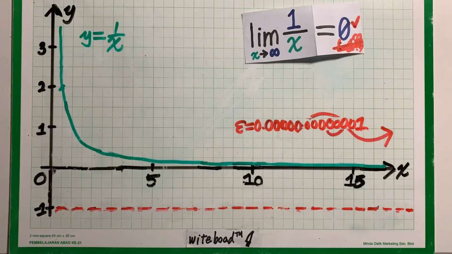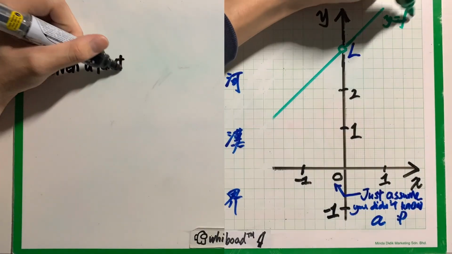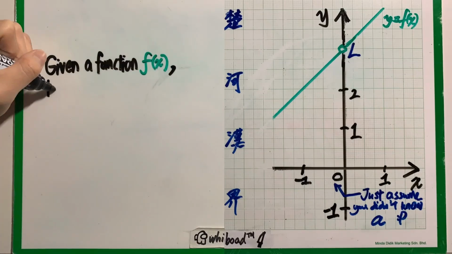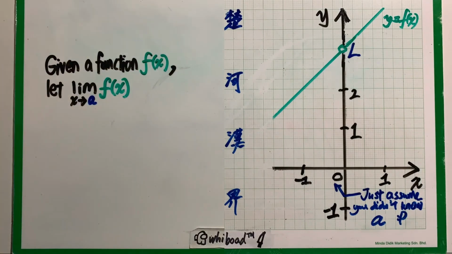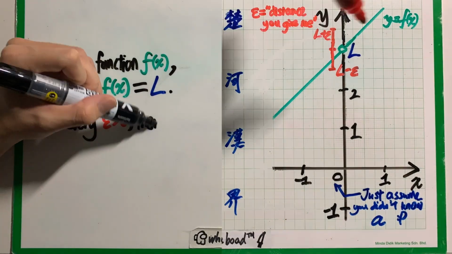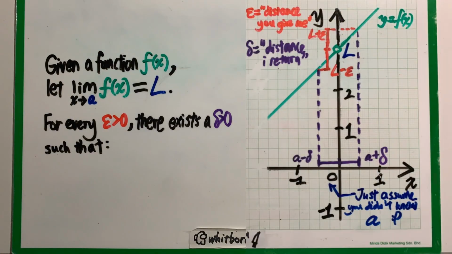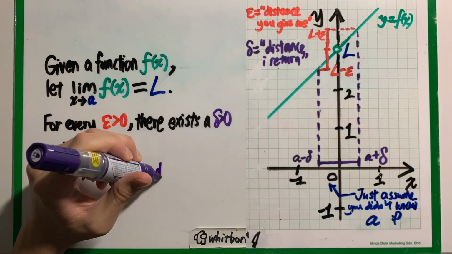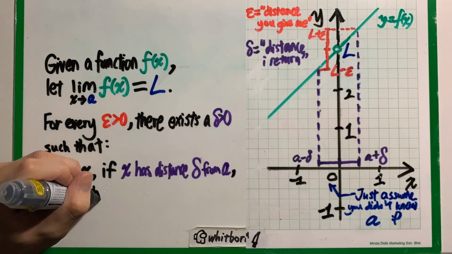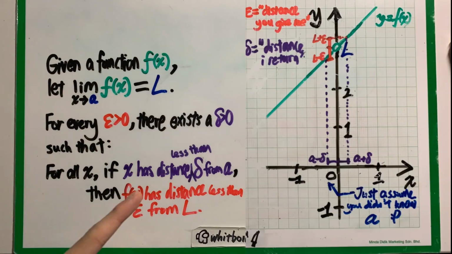Henceforth, not only can we put this question to rest, I will also present to you the formal definition of the limit. Given the function f of x, let its limit to a be called L. For every epsilon more than 0, there exists a delta more than 0, such that for all real x, if x has a distance of delta from a, then f of x has a distance of epsilon from L.